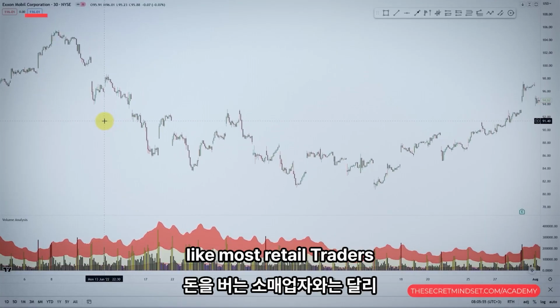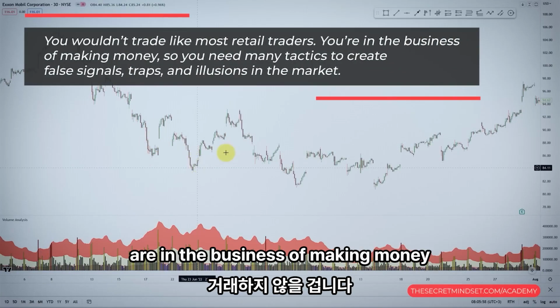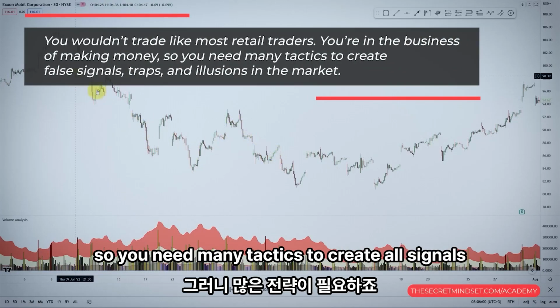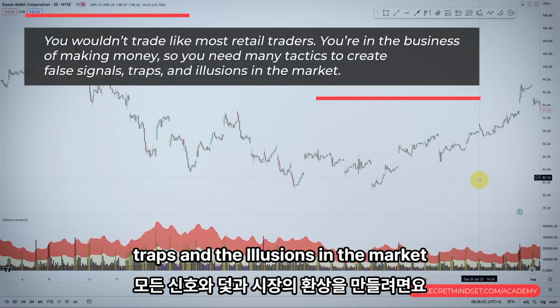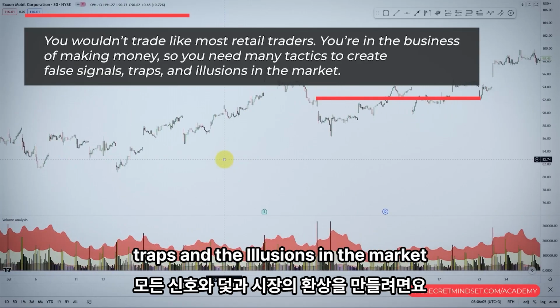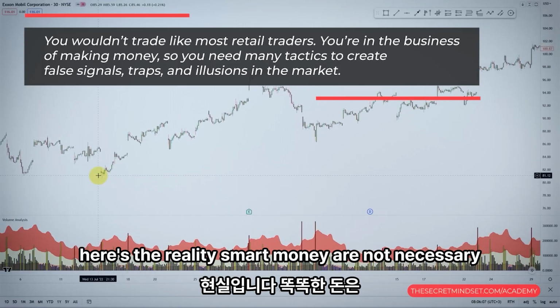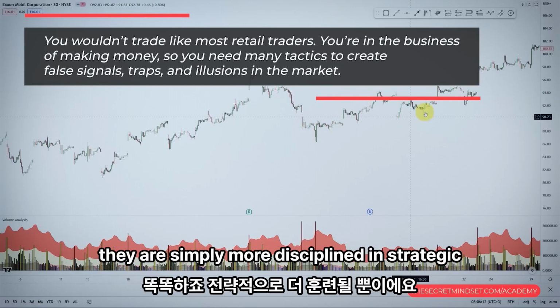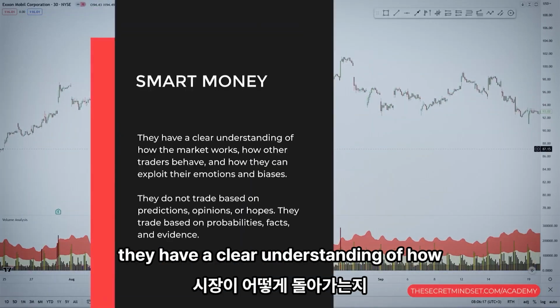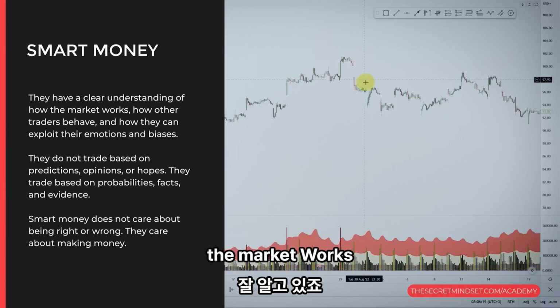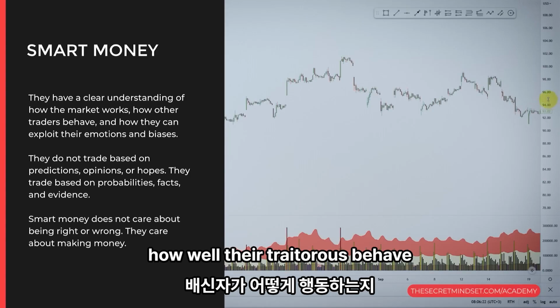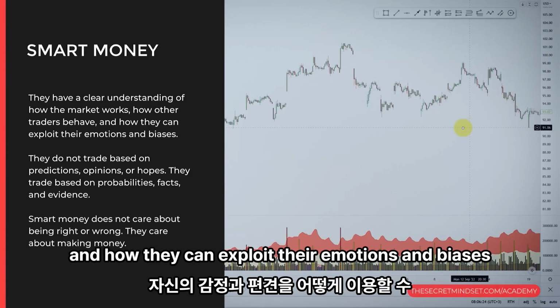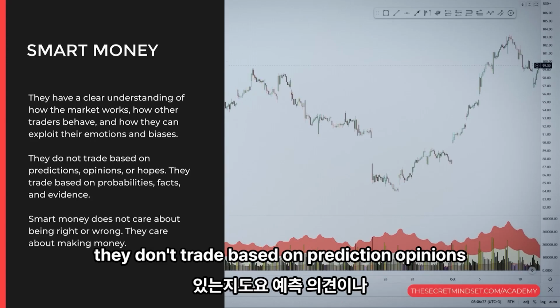You wouldn't trade like most retail traders. You're in the business of making money, so you need many tactics to create false signals, traps, and illusions in the market. Here's the reality. Smart money are not necessarily smarter than the retail traders. They are simply more experienced, disciplined, and strategic. They have a clear understanding of how the market works, how other traders behave, and how they can exploit their emotions and biases. They don't trade based on predictions, opinions, or hopes.